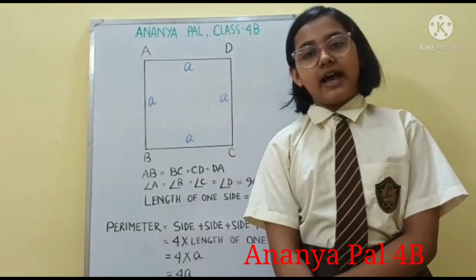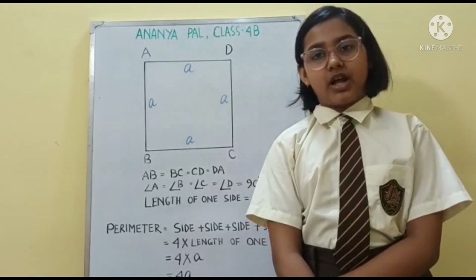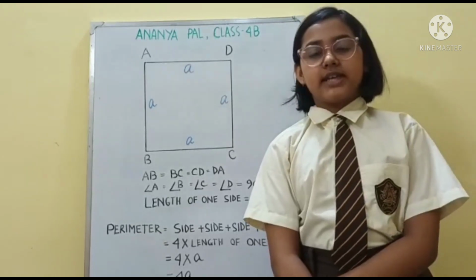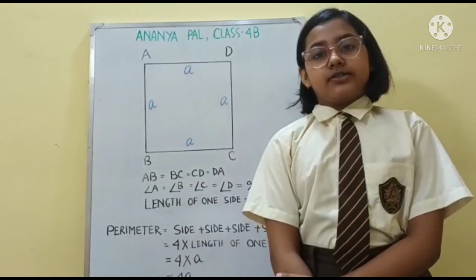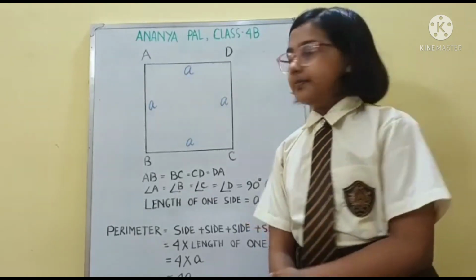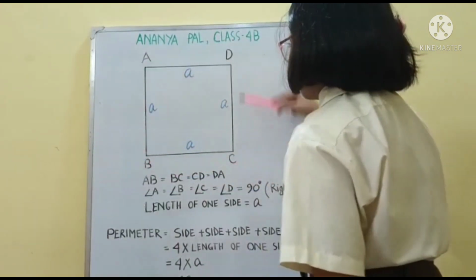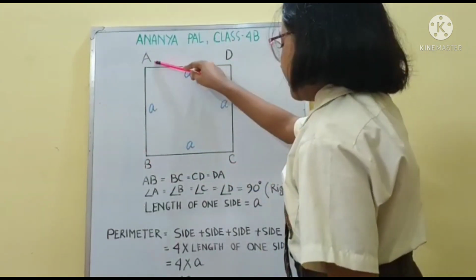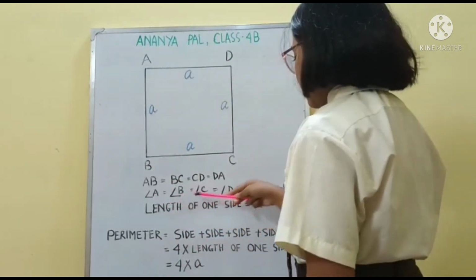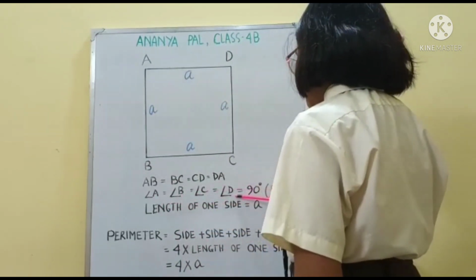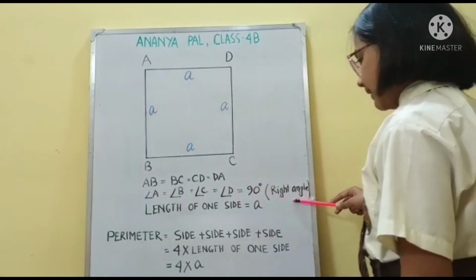At first, I will say the definition of square. A square is a parallelogram in which all the angles are right angles. Square's sides are all equal. AB equals BC equals CD equals DA. Angle A equals angle B equals angle C equals angle D equals 90 degrees, that is, right angle.